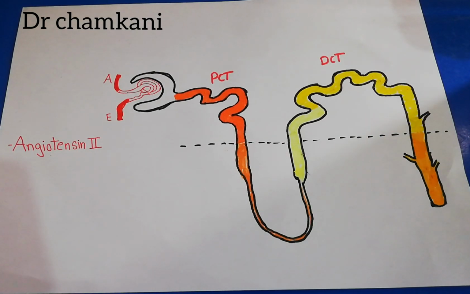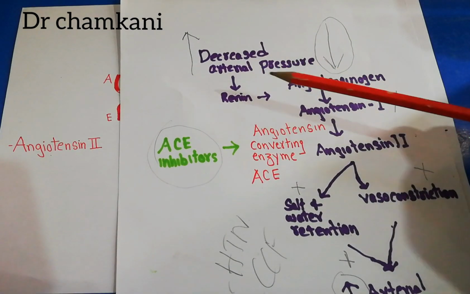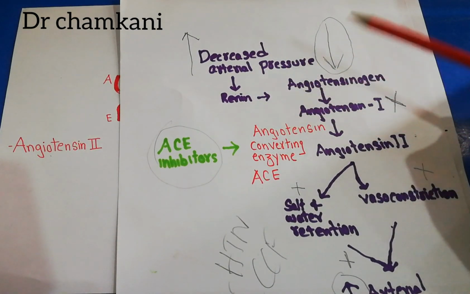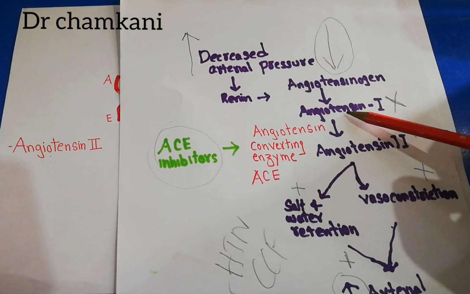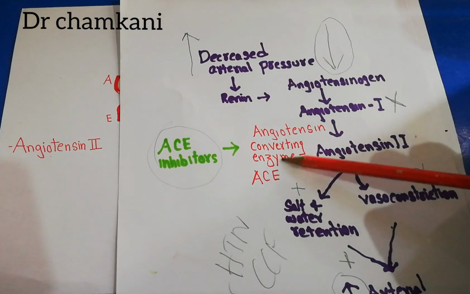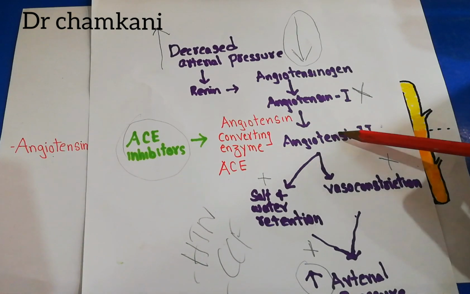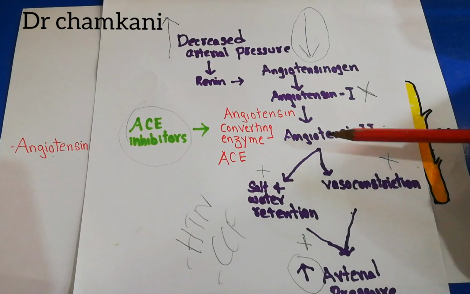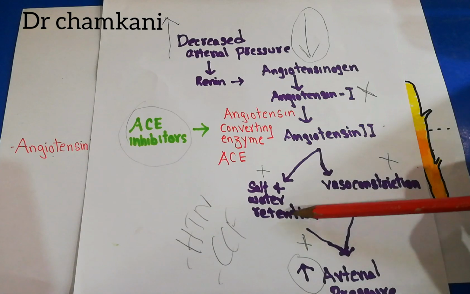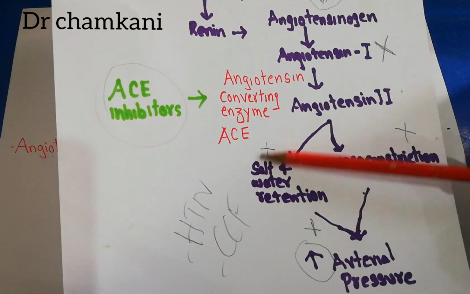First of all, we have previously discussed how angiotensin 2 is released. Whenever there is a decreased arterial pressure, there is a release of renin, and renin converts angiotensinogen into angiotensin 1, and then this angiotensin 1 is converted with the help of angiotensin converting enzyme, ACE, into angiotensin 2. And then the role of angiotensin 2 comes in the reabsorption process, which ultimately helps in the control of arterial pressure as well. So angiotensin 2 plays its role through salt and water retention and vasoconstriction, but we are going to focus on salt and water retention.